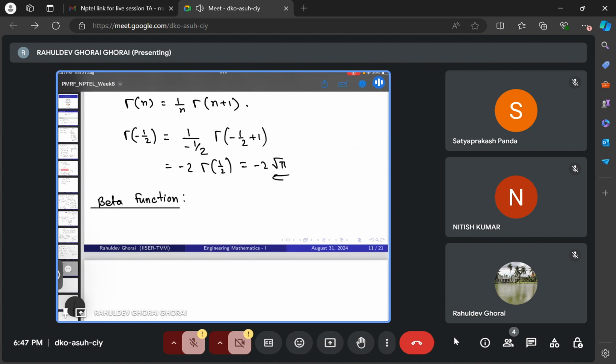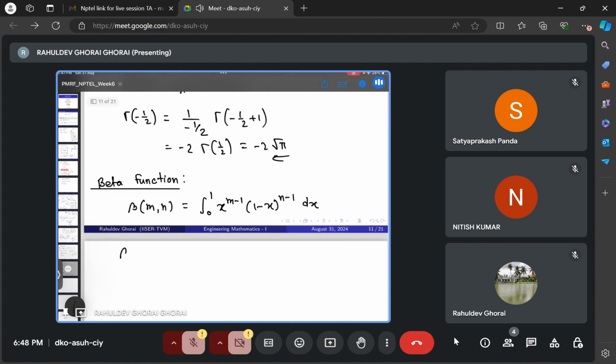Okay, so what's the definition of the beta function? If the gamma function was mainly for one variable, the beta function is mainly a two variable function, and beta of m, n is given by the integral from 0 to 1 of x to the power m minus 1 times 1 minus x to the power n minus 1 dx.